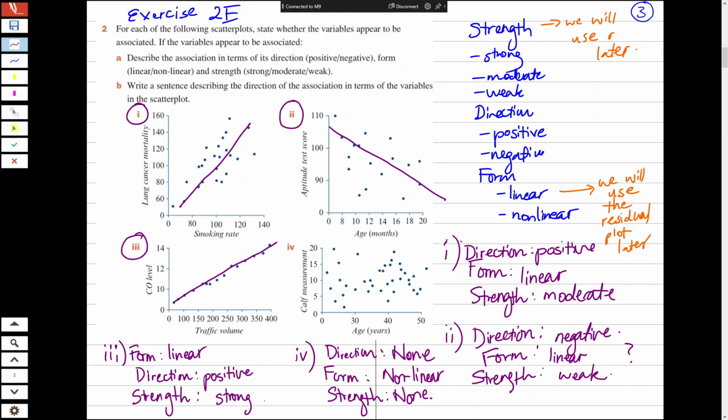Yes, Tim? Is that just when we find R? Exactly. So here I said we'll use R, and here I said we'll use the residual plot. We used R last year. We didn't do the residual plot last year. That's new for this year.